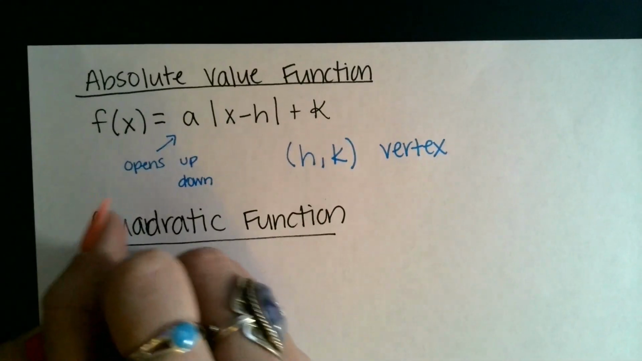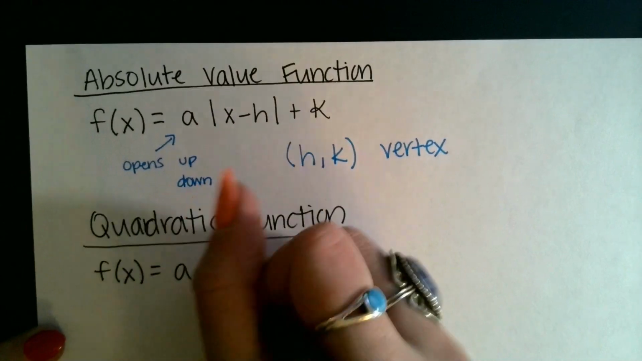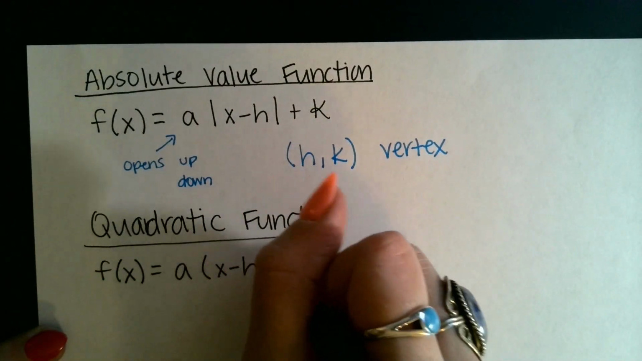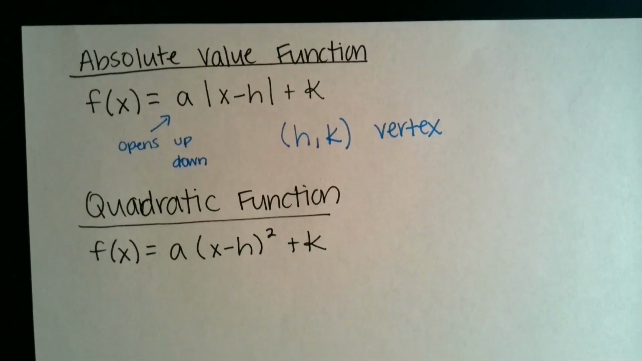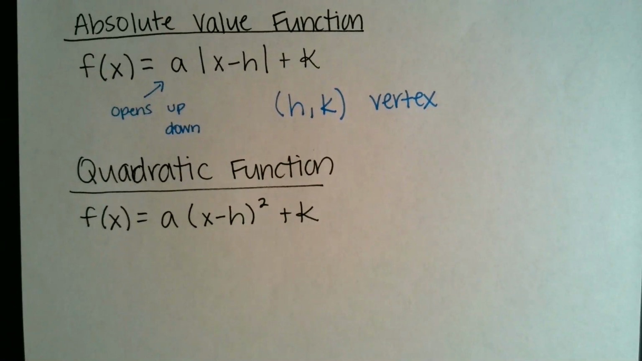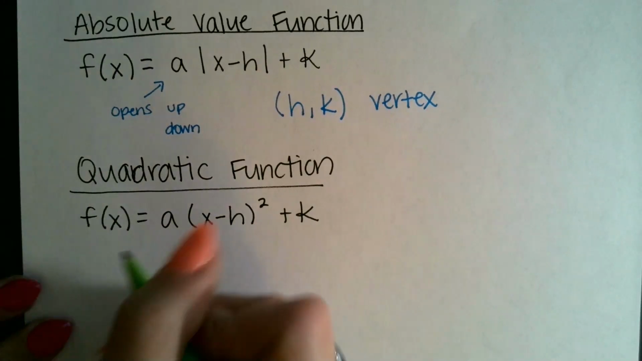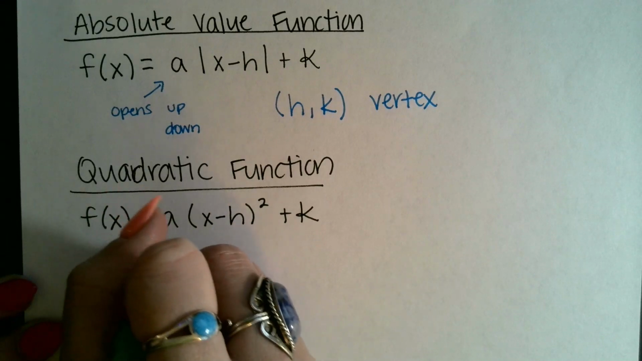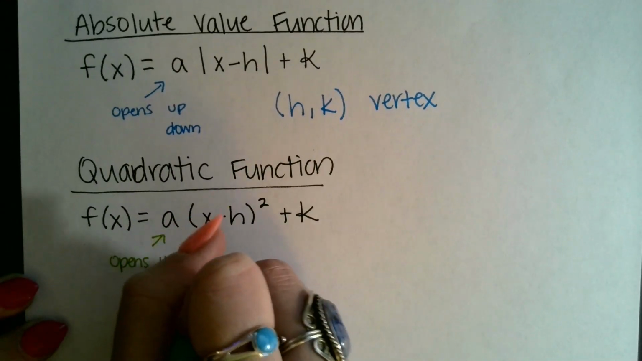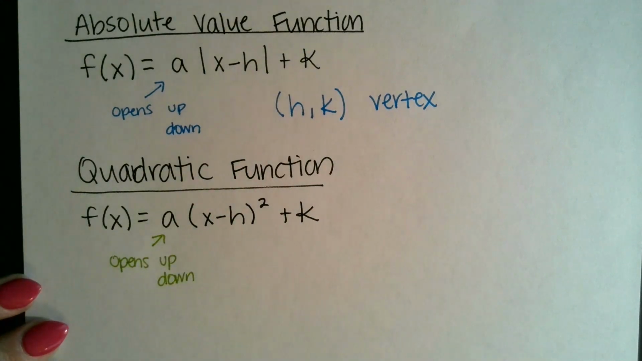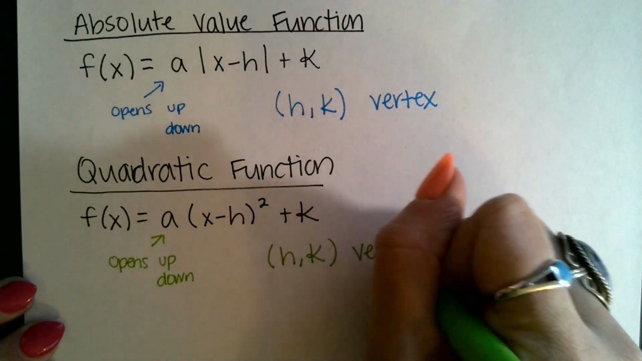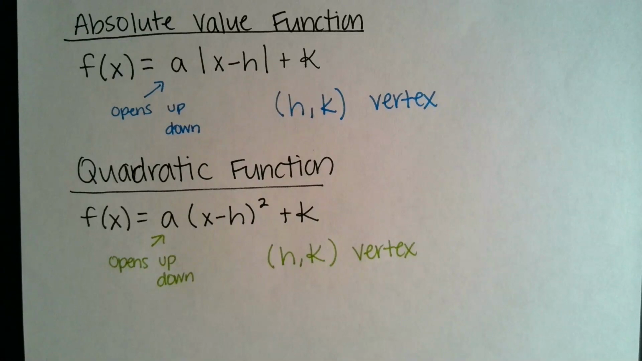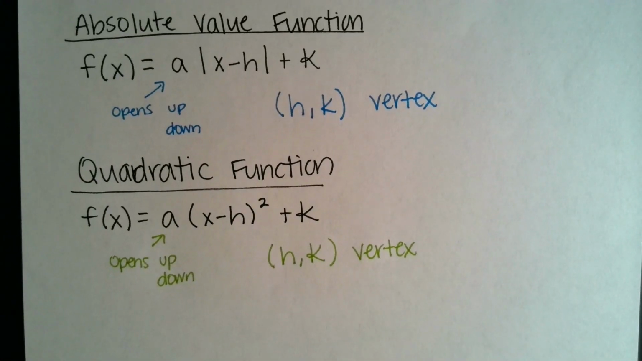This looks exactly like vertex form of a quadratic function, except parentheses and squared. Look at how identical they look. And guess what? In a quadratic function, a tells you if it opens up or down. H is the horizontal shift. K is the vertical shift. And h comma k is your vertex. Also, h is always the opposite of what you see inside.